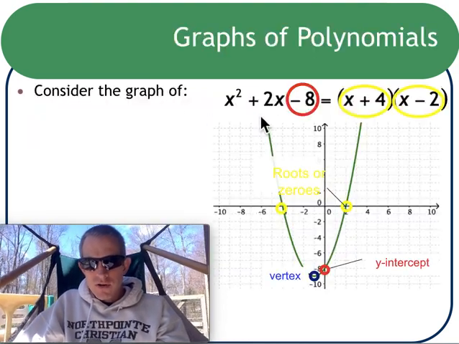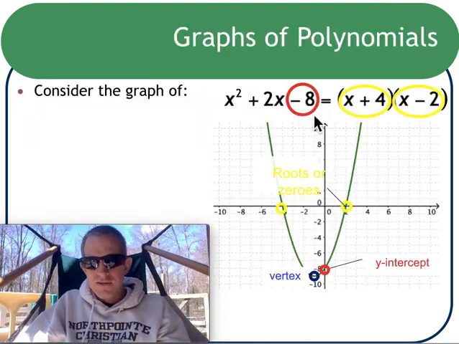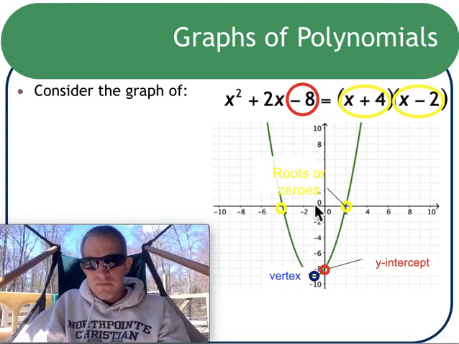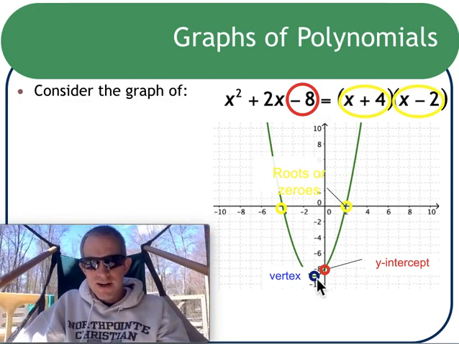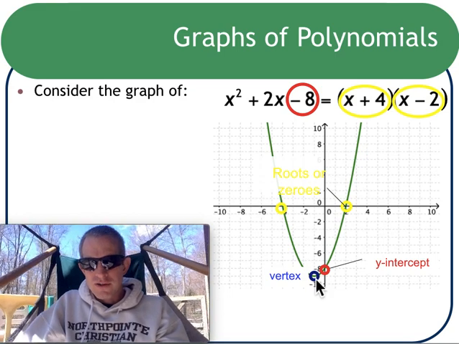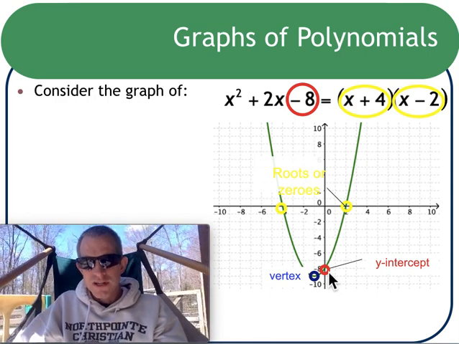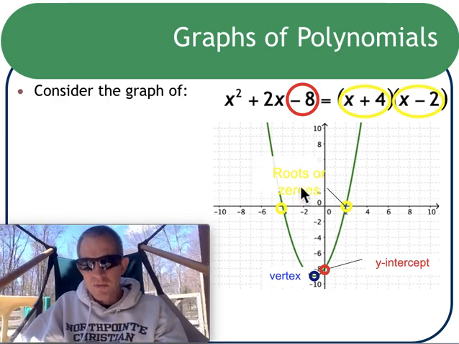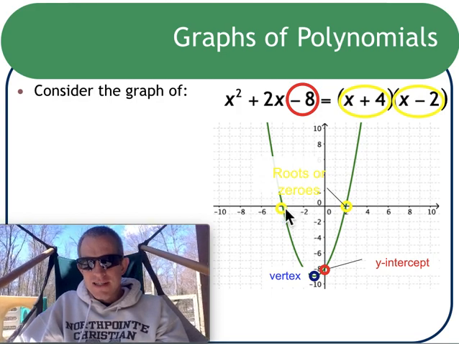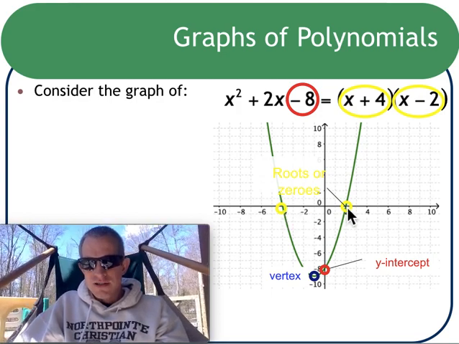So a quick review of yesterday, the important features of a graph of a polynomial. Probably the most important feature is the fact that it's got a highest or lowest point called the vertex. We're going to be finding that again today. It also has a y-intercept, which won't be useful for today's purposes, but is good to know. The thing that we want to highlight today is these roots, these zeros.